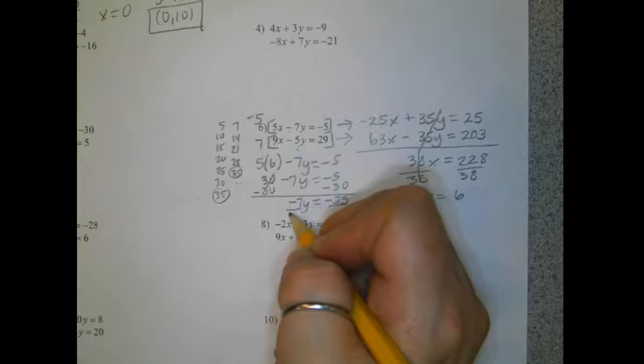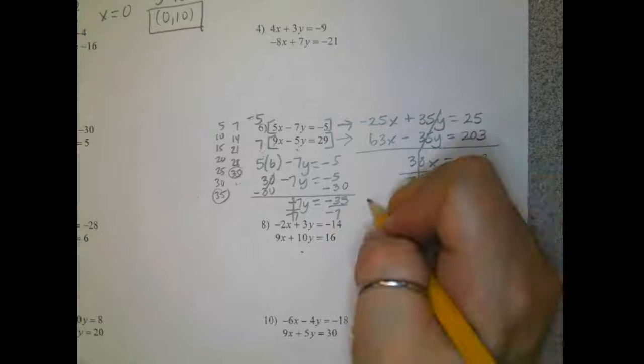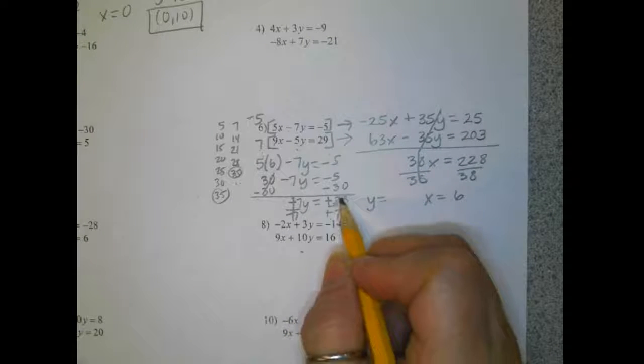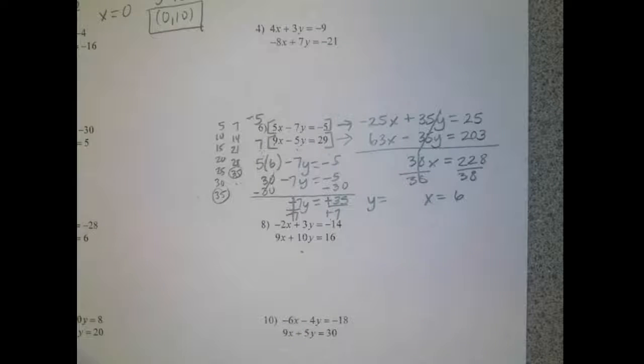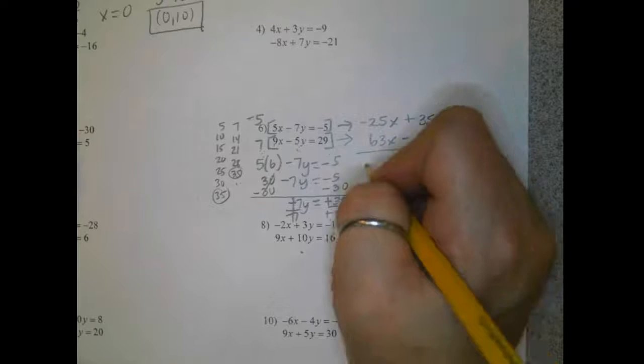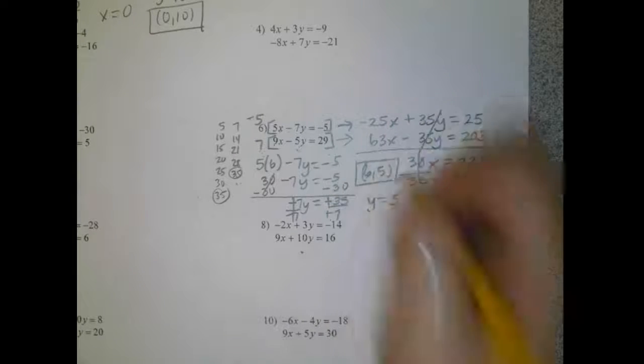Then I'm going to divide both sides by a negative 7 to undo that negative. So y is equal to a negative divided by a negative becomes a positive. 35 divided by 7 is what? What is it? Wait, 5. So my answer for this equation is going to be 6, 5 in an ordered pair form.